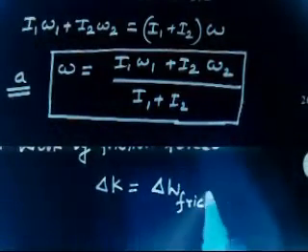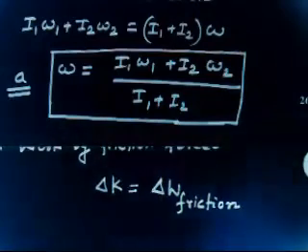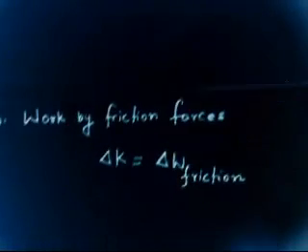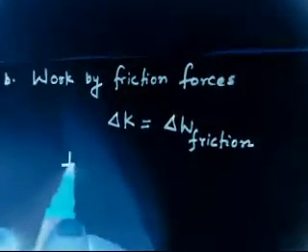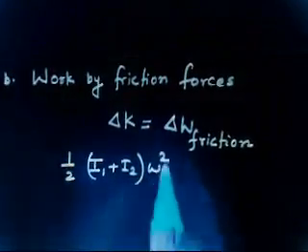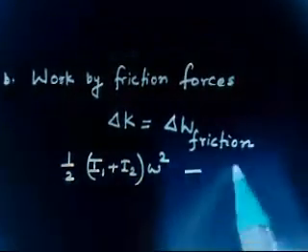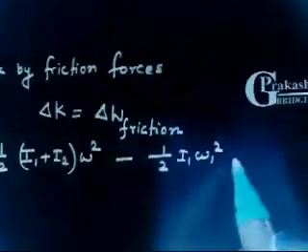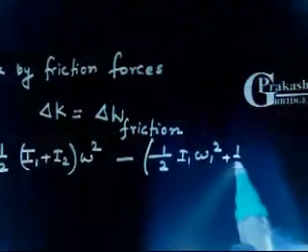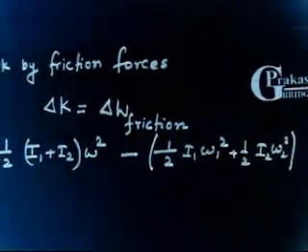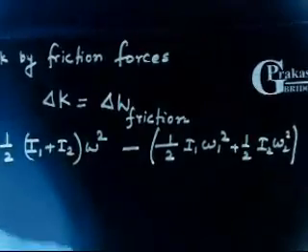So the change in kinetic energy is the same as the work done by the friction. If I simply find the change in kinetic energy, that will be enough. So what is the change in kinetic energy? Since this is only a case of rotation, half I1 plus I2 omega square is the final kinetic energy, minus the initial, which is half I1 omega 1 square plus half I2 omega 2 square. Now plug in the value of omega.